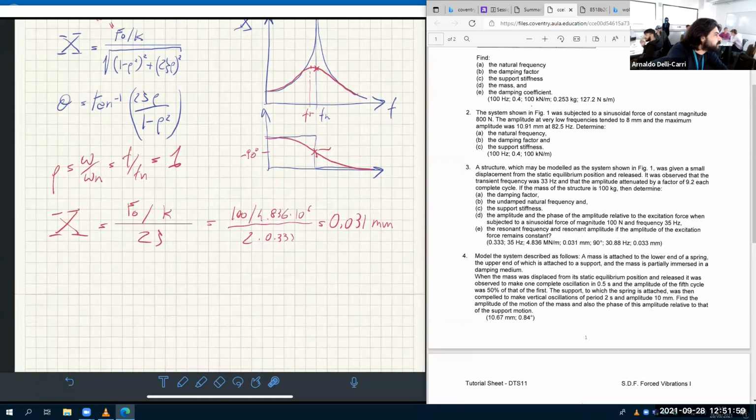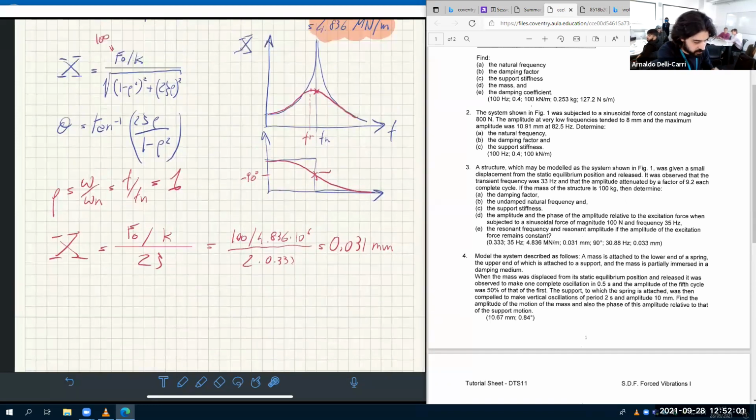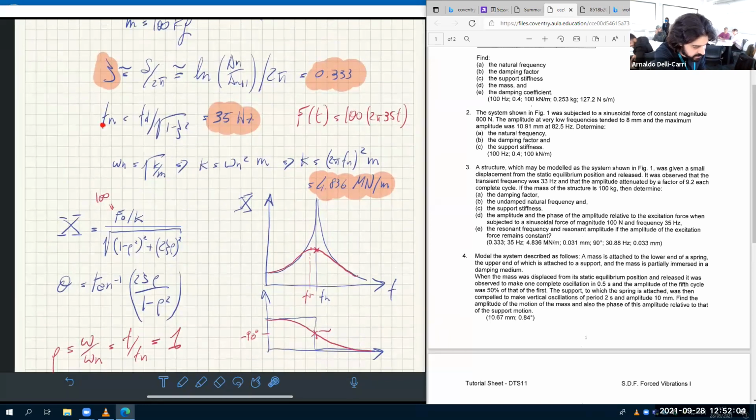Yes. Why is rho equal to 1? I just told you. It's here. Look at this. Fn is 35. F, the forcing function, is 35. Okay. So this is the external force. External force is 100 newtons at 35 hertz. Now this happens to also be the natural frequency of the system. So we are exactly here, which is not the peak, but it's where the phase is 90 degrees. All right.